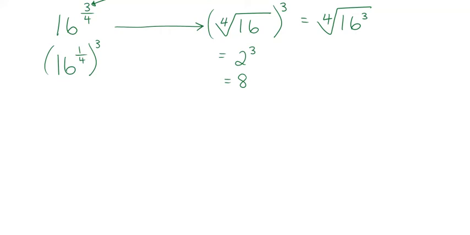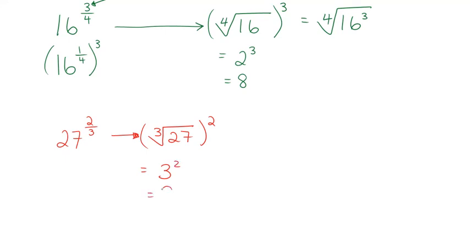Let's try another one. Let's say we had to find out 27 to the power of 2/3. So I want to write that as a radical. So I know the bottom number is my root, so that's going to be the third root of 27. And that top number, the 2, is going to be my exponent, so it's squared. So if I wanted to evaluate that, I would find the cube root of 27. I know that's 3, because 3 times 3 times 3 is 27. And then I still have the square, which would be 9.